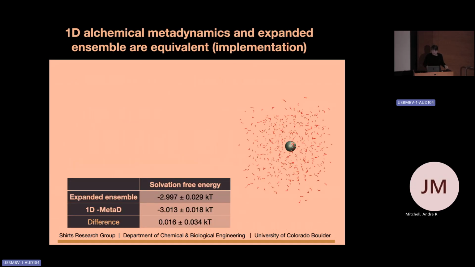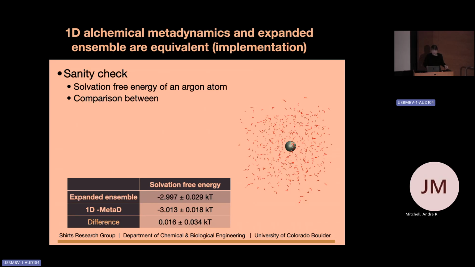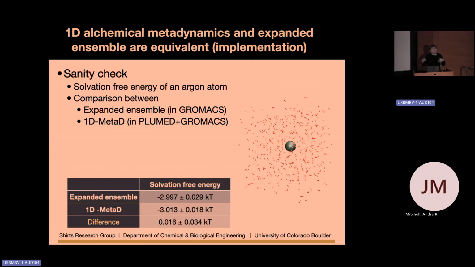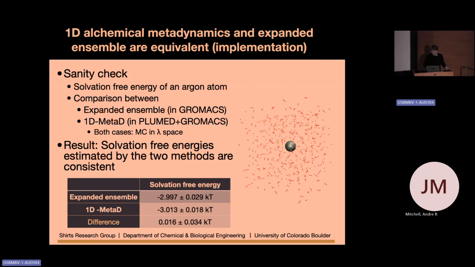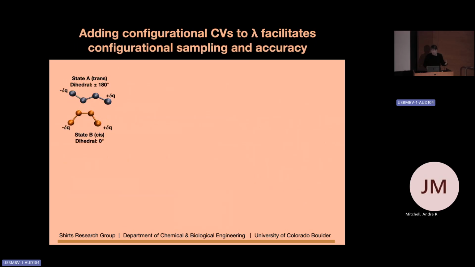Just as a sanity check, looking at the solvation free energy of an argon atom, this is a comparison between the expanded ensemble purely in GROMACS and where PLUMED was driving it. It wasn't driving the Monte Carlo, which was in GROMACS, but it's driving all of the assembly of the potential using the PLUMED tools that were already there before we hooked it in. You can see that the free energies are essentially the same. It's doing the exact same thing.